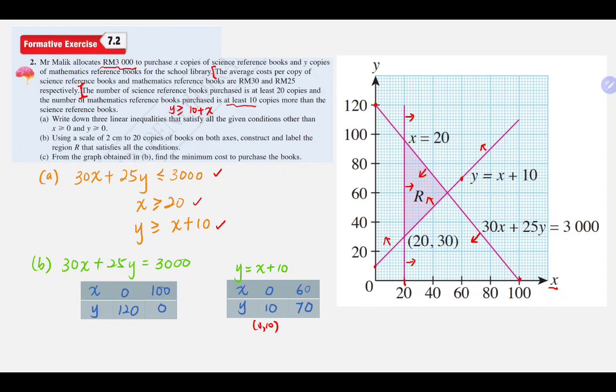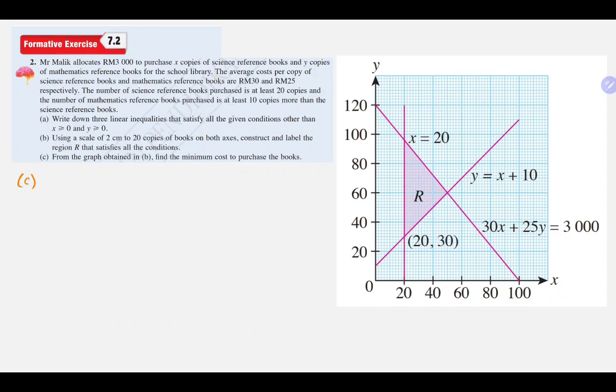So we can see our R is inside the triangle. Then C, from the graph obtained in B, find the minimum cost to purchase the book. So what is the cost to purchase the book? It's been stated here, alright. On average, we have 30 ringgit to purchase a science book and 25 ringgit to purchase the maths reference book. Alright, so this is our objective function.